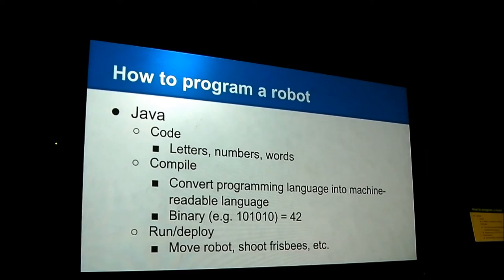And finally, you have to run and deploy the code. So after we type in the code, we compile the code into a machine-readable language, we put it into the robot, and we tell it to move or shoot frisbees or climb up and so on.